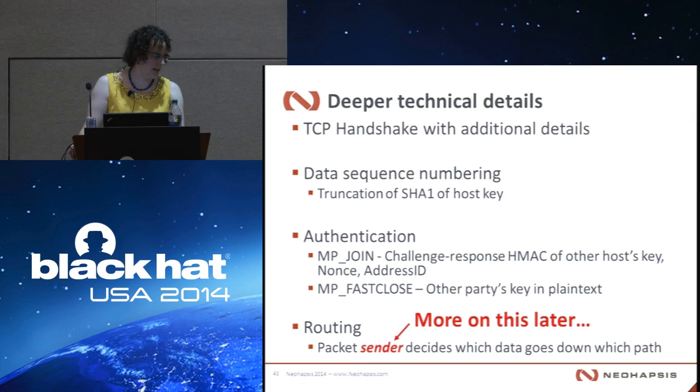So some slightly deeper technical details. The way this is all set up is a standard TCP handshake with some additional stuff flowing in the options. The data sequence numbering is not just a random number sent through, it's a truncation of a SHA-1 of a key sent through. Don't worry about that for now, but I can talk with anyone later if they want to. Those keys that are sent through in that first handshake are used to authenticate at later points. Challenge response, so you can't replay it. An HMAC, so you have to have knowledge of that secret. Except it does send plain text keys in the initial setup, and also in a quick teardown, the fast close. We might talk about that later, but we'll leave that for now.